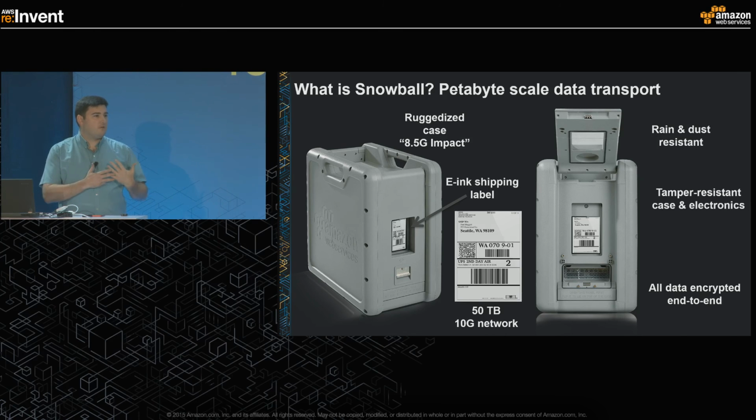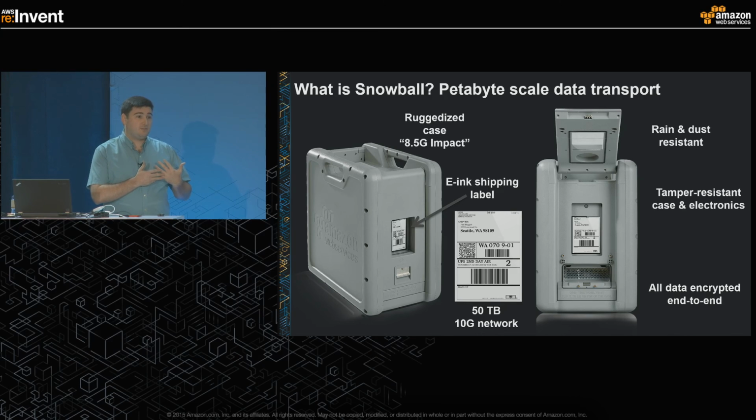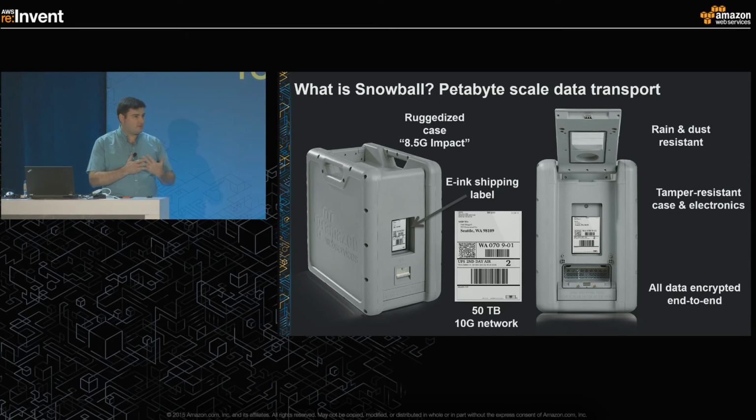The display on the front of the appliance is e-ink based, so it is its own label. It can update itself, and tell you and the shipper where it's going to go. It also acts as the user interface, like we'll see in a moment, to help you set up the network and actually understand and use the device.